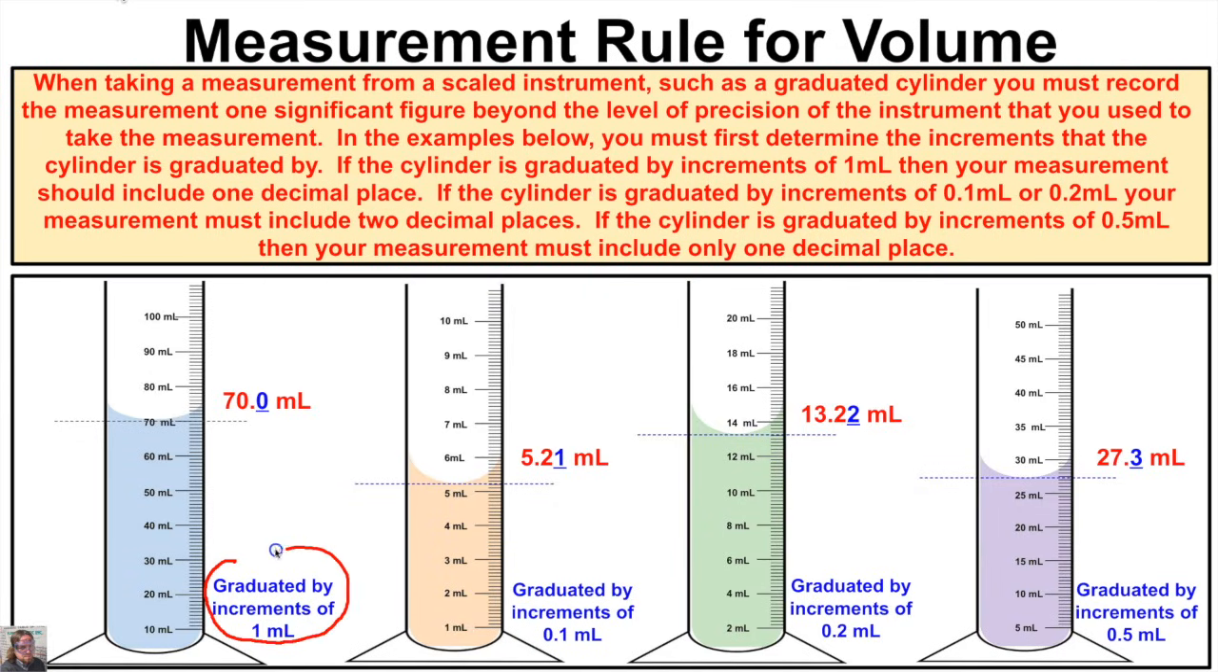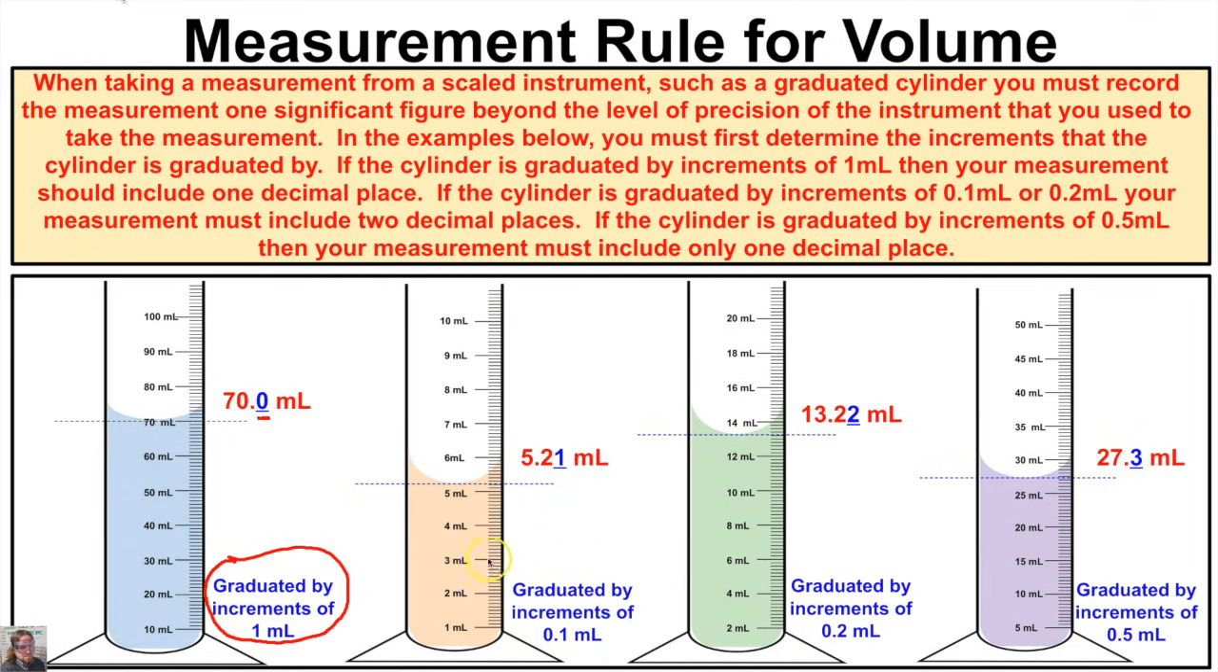And if we want to take a reading from this graduated cylinder right here, we need to measure one significant figure beyond the level of precision of our graduated cylinder, which is 1 milliliter. It's graduated by 1 milliliter increments. So when we take a measurement, we have to go one significant figure beyond the ones place. So our final measurement should include only one decimal place here. This would be 70.0 milliliters, not just 70 milliliters.